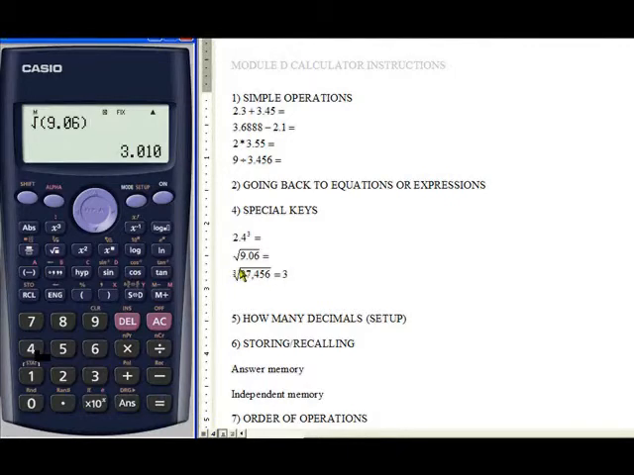Now, if I want to take a cube root, those are usually built in. Do you see this cube root in here? I have to get to it with the shift key. So push shift. Now I need to enter the number, 27.456. Since I have the left parenthesis, I need to have the right one, equals. Okay? So we did the setup for how many decimals. We already did that.